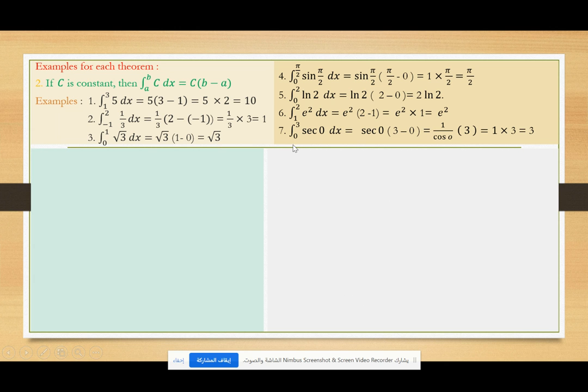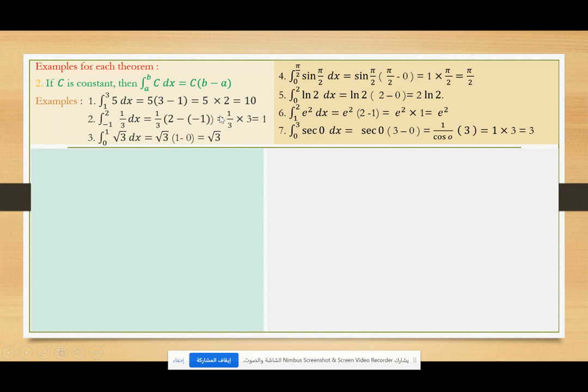Number 7, the integration from 0 to 3 of sec 0 dx. Sec 0 is a constant, there is no variable inside. So multiply it by b minus a, which is 3 minus 0. And you can see that sec 0 is 1 over cosine 0, multiplied by 3. Cosine 0 is 1, 1 over 1 is 1, multiplied by 3, which is 3.